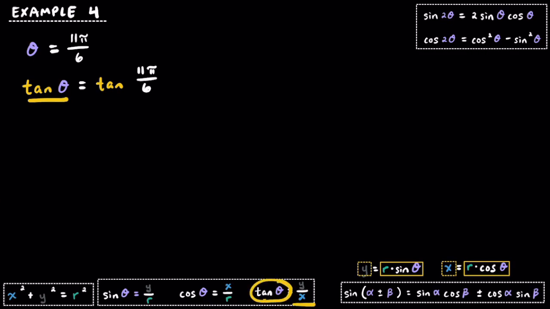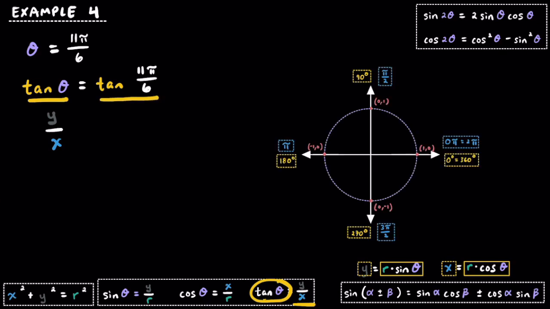So on the left side, we'll write y over x. And then on the right side, we really have to figure out what this tangent of 11 pi over 6 is. Now, 11 pi over 6 is really close to 2 whole pi's, or 360. It's just 1/6 short. I know 1/6 of a pi is 30 degrees, so that's going to be right over here for our reference angle.